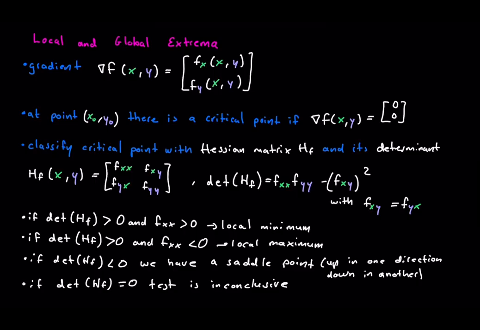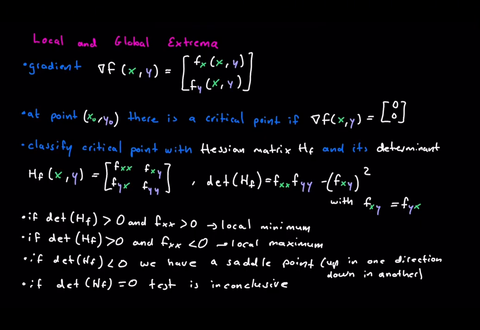In single variable calculus, extrema occur where the derivative equals 0, where the slope flattens out. For a function of several variables, we do the same thing, but we use the gradient vector instead of a single derivative. The gradient is the vector of all first partial derivatives. A point is called a critical point if the gradient equals 0. At that point, the tangent plane is flat. There's no slope in any direction.